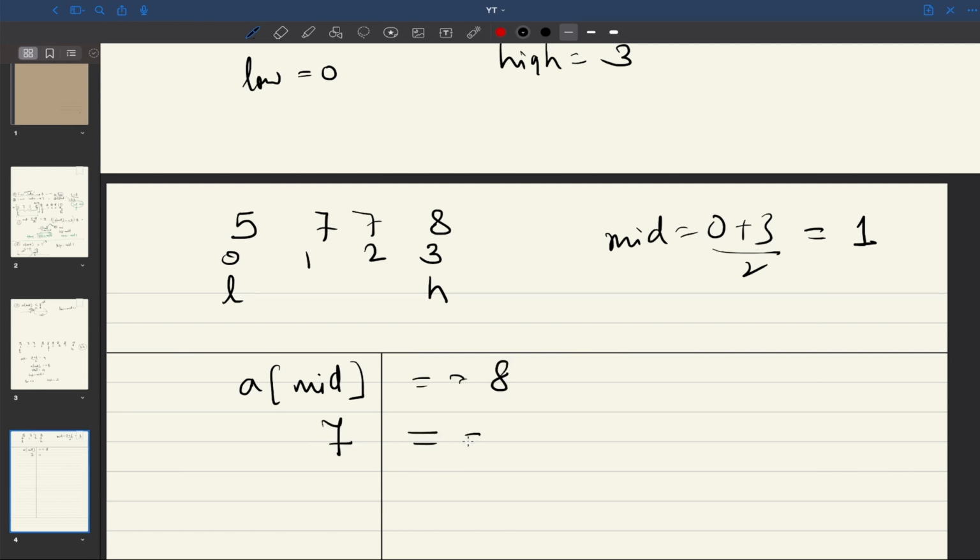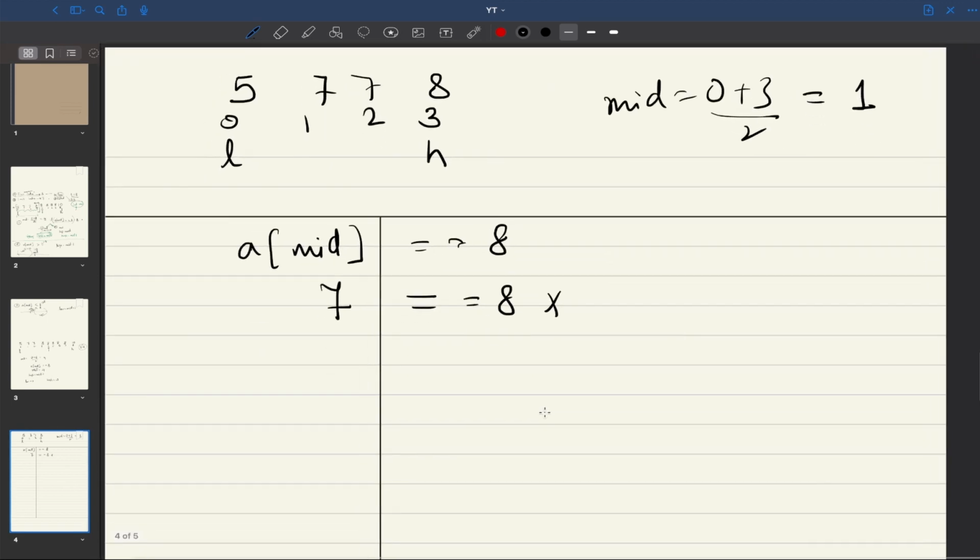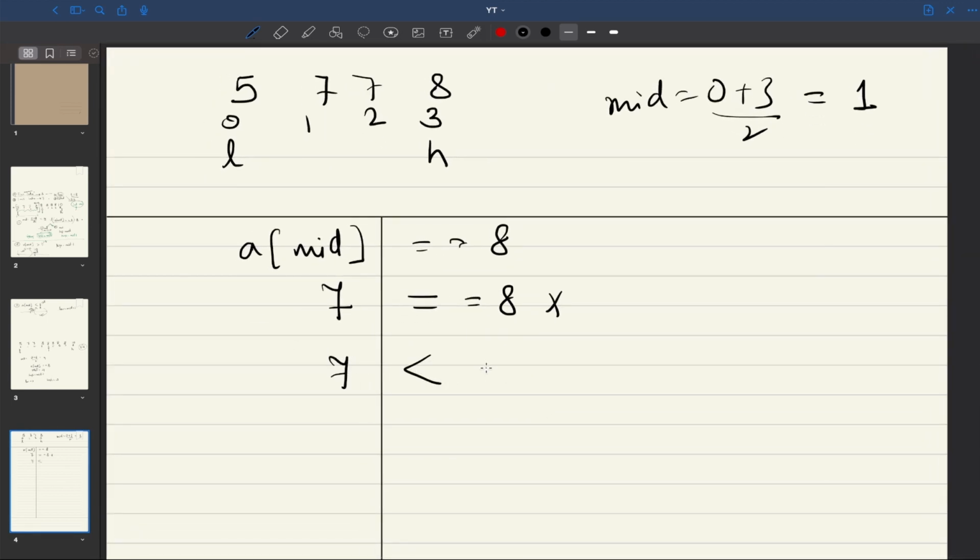Is 7 equal to 8? No. What do we have to check? 7 is less than 8. If 7 is less than 8, what should I do? I need to make sure to search in which part? In this part of my array. So low equal to mid plus 1. Mid is 1, so 1 plus 1 is 2. So your low is equal to 2 and your high is equal to 3.